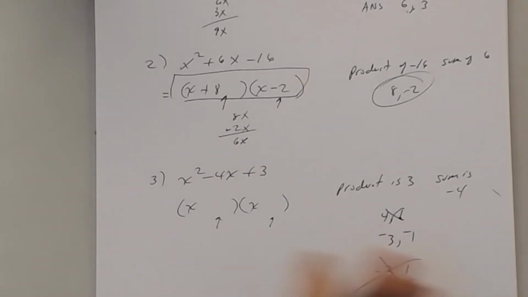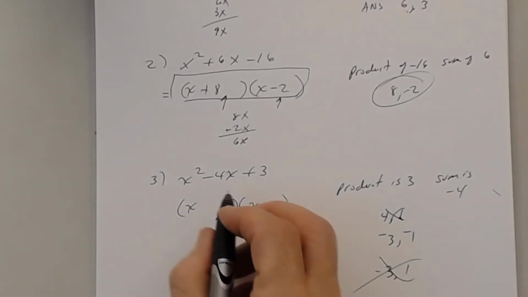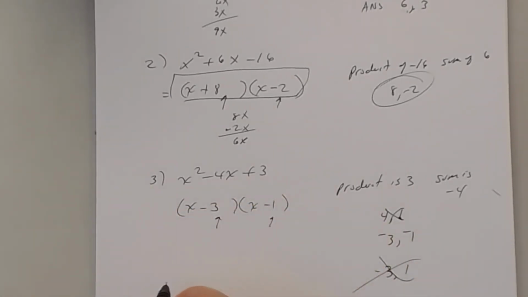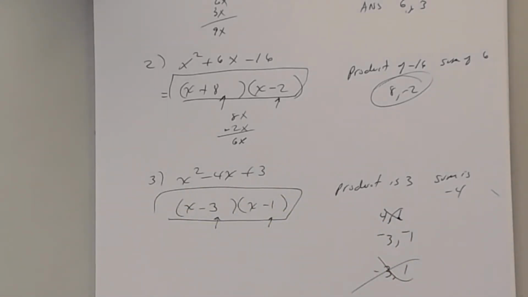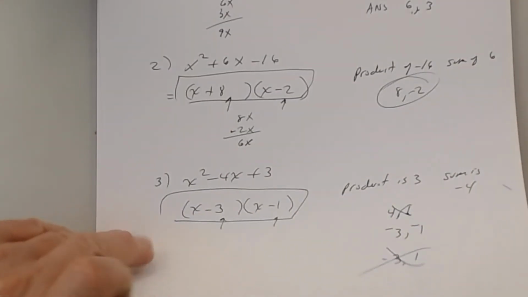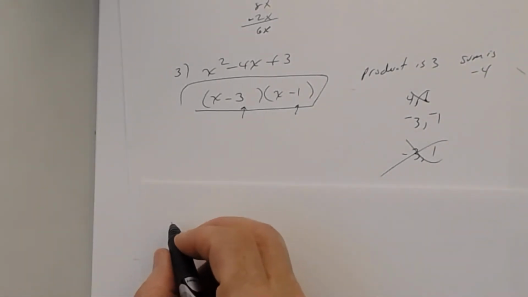So again, it doesn't matter where you put these two numbers because these are both the same first terms. So negative 3, negative 1. Okay, and then you can check it and it would work out. Use the FOIL. Number four. All right, I have to do two more and then I'm done, okay? Just let me do two more.